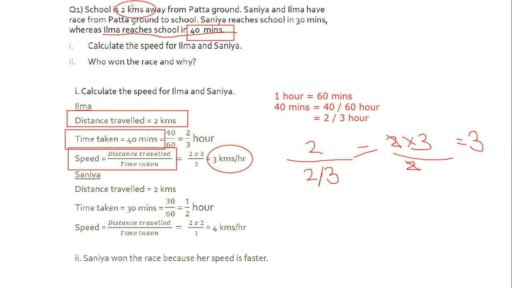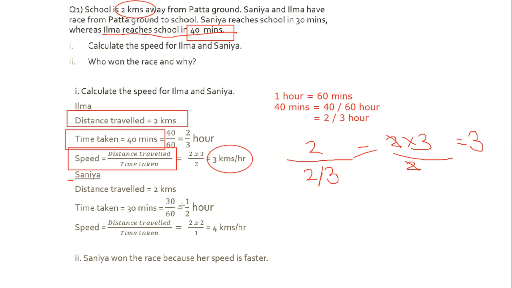Then what did we do? We converted minutes into hours. So 40 minutes is equal to 2 by 3 hour. Then what did we do? We applied the formula. Speed is equal to distance traveled divided by time taken. So we got the answer as 3 kilometers per hour. Similarly, we are going to do it for Sania.